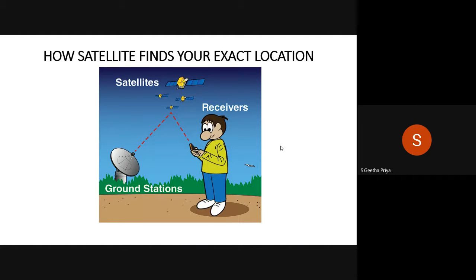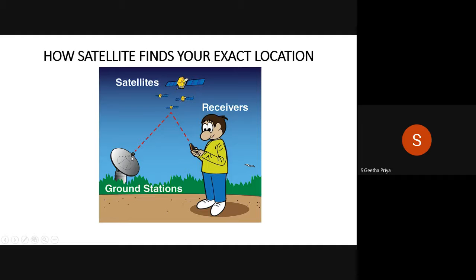Now let's see how your satellite finds your exact location. By this image, you can figure out what I mean. He is a receiver, that is, a person who is going to use GPS for some purpose, for tracking, finding a position, or navigation. Any purpose, he may be using GPS on his smartphone. Your smartphone will receive signals and emit signals to the nearby ground station.